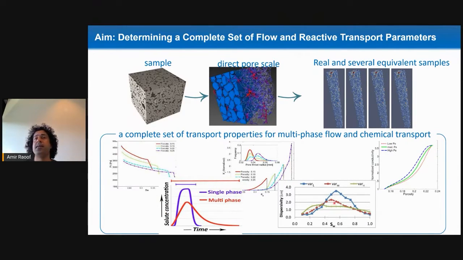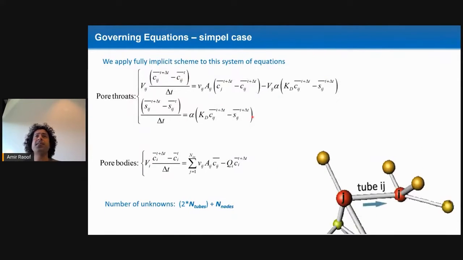You can look at the mixing on the two-phase flow, or you can look at the dissolution of the sample because of injection of acidic solution, for example. So I'm not going to go today a lot into the governing equations, but just to give you a taste of it, after you have a pore network of the rock, basically this pore network represents the open space, the pore space of the rock.